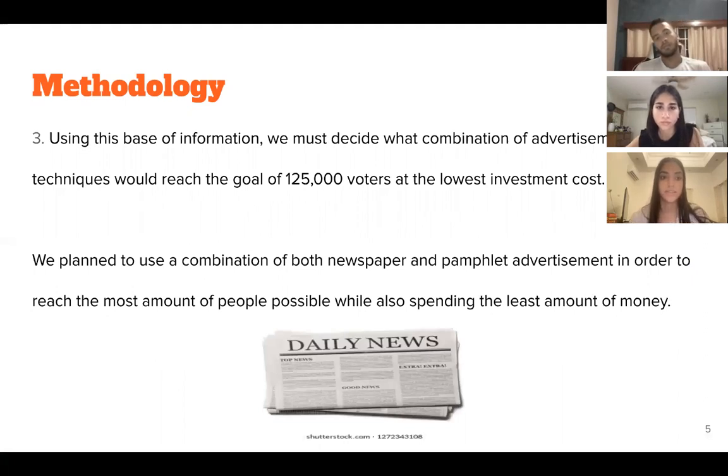So using this base of information, we must decide what combination of advertisement techniques would reach the goal of 125,000 voters at the lowest possible investment cost. And so we planned to use a combination of both newspaper and pamphlet advertisement in order to reach the most amount of people while spending the least amount of money.